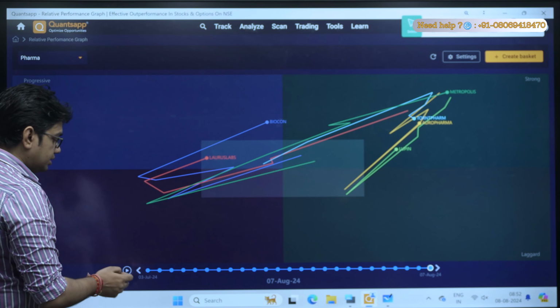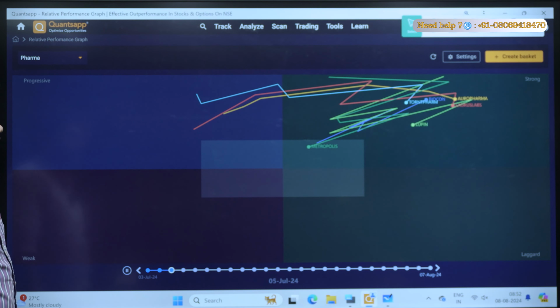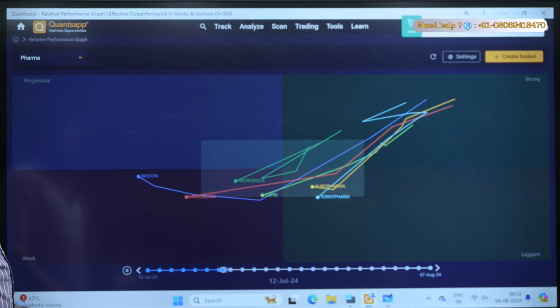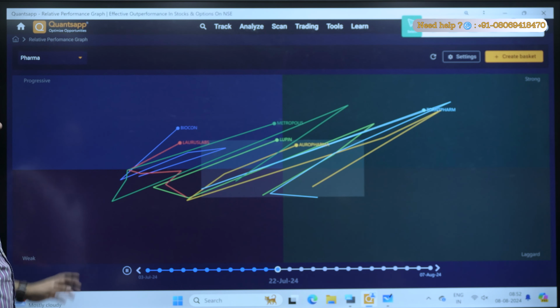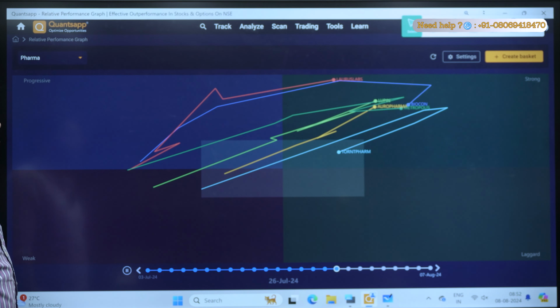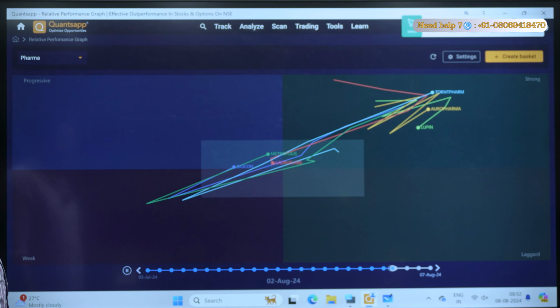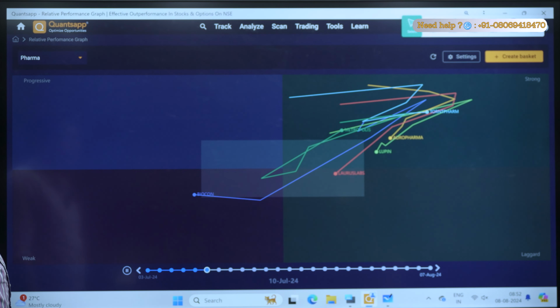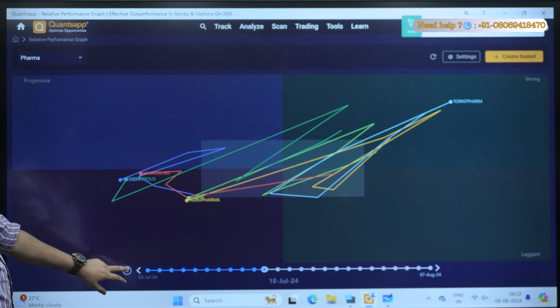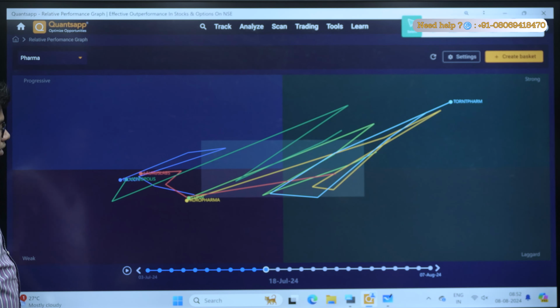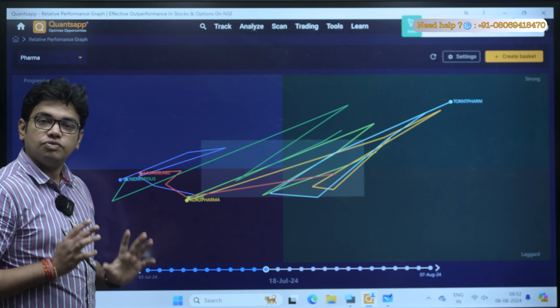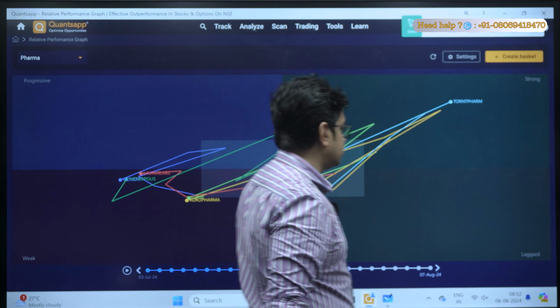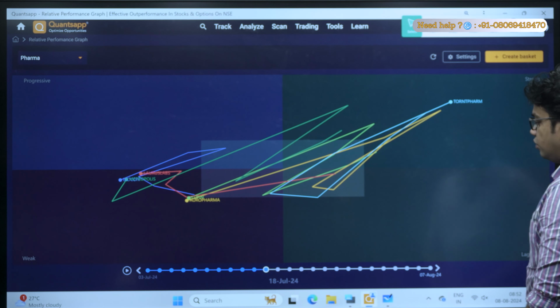So I will just click here. Now you can see Biocon, how it is coming to progressive, then how it is moving to strong zone. From Biocon to Laurus Lab. Let me show you. So Biocon. Now here you can see Metropolis, Laurus Lab, Lupin, Aurobindo Pharma. These stocks are all in the weak zone. Now I will consider going bullish.